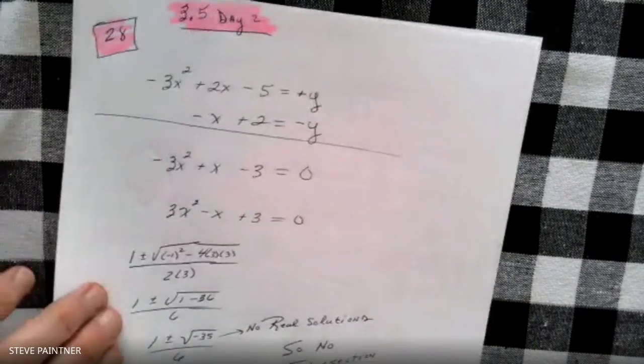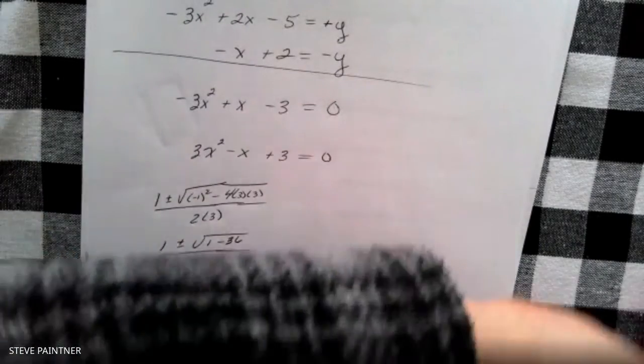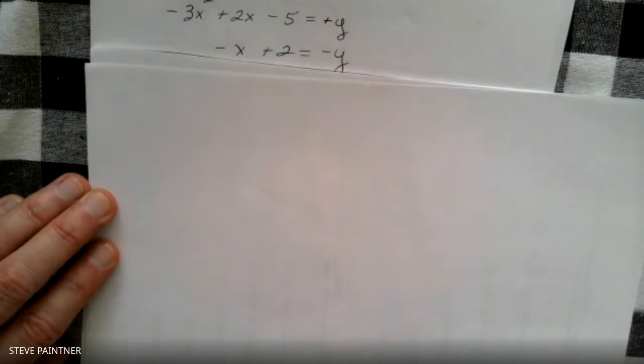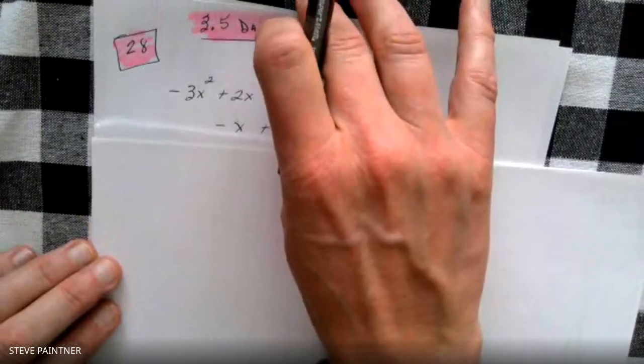All right, now this is a new problem that I added on. So period 2, you probably tried it already, but period 1, you didn't even know about this. So here's the system that they give you. This is number 28, guys.